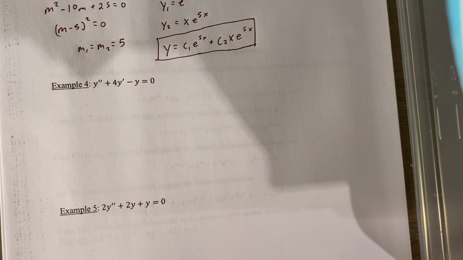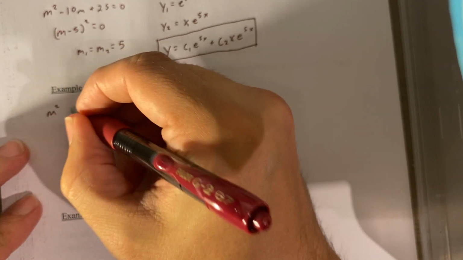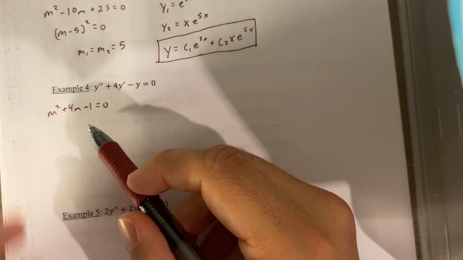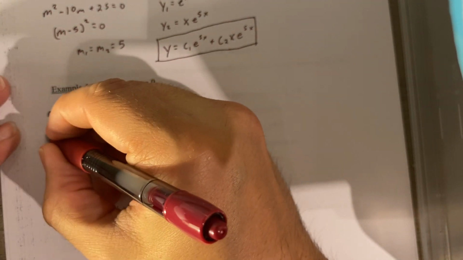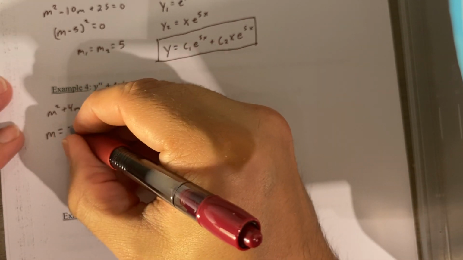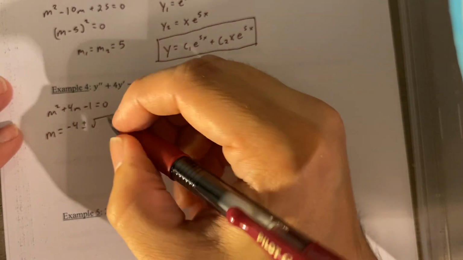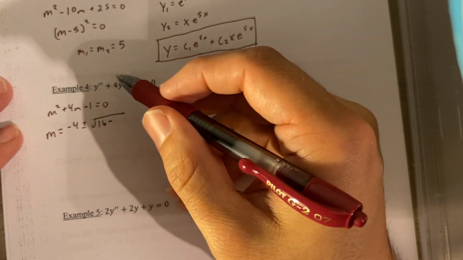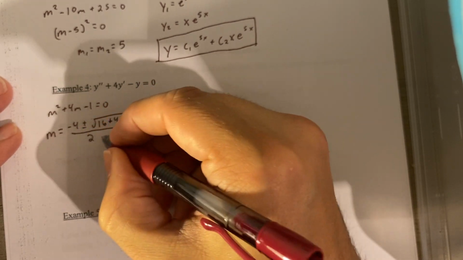Example 4. Y double prime plus 4y prime minus y equals 0. So I'm going to substitute in once again. I get m squared plus 4m minus 1 equals 0. When I look to try to factor that, I realize that I can't, so I'm going to move to the quadratic equation, and I'm going to say m is equal to negative b plus or minus the square root of b squared, which is 4, so 4 squared is 16, minus 4 times negative 1 times 1, so 4ac is going to give me plus 4, all over 2a, which is 2 times 1.